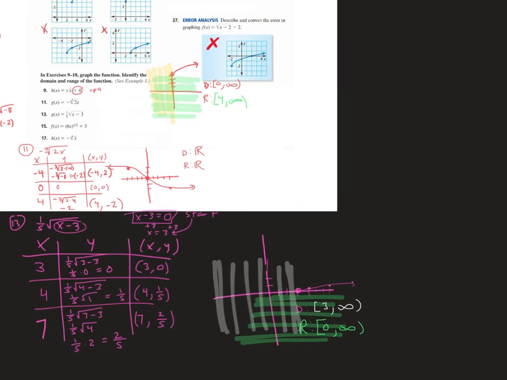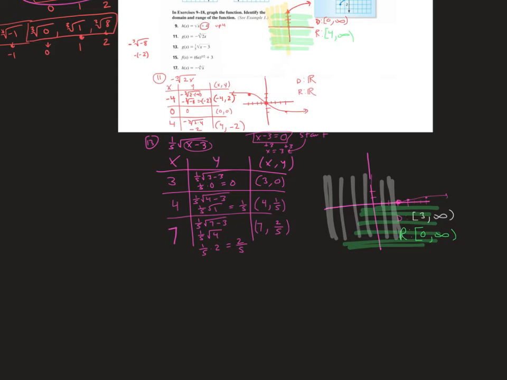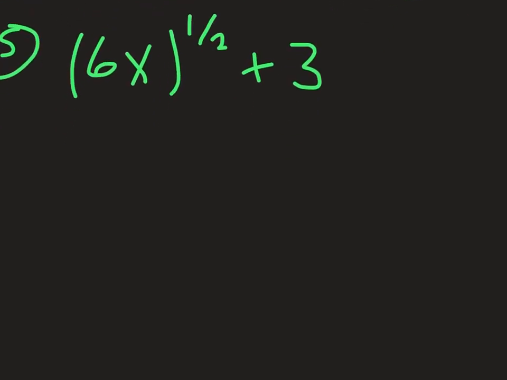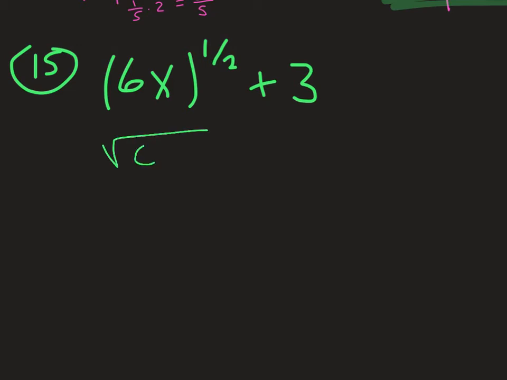So 15, I'm running out of space. We'll do it down here. It is 6x to the 1/2 power plus 3. What do we know about that 1/2 power? What does that change to? Square root. Awesome. 1/2 power is the same thing as the square root. So the square root of 6x plus 3. So we're dealing with the square root graph.